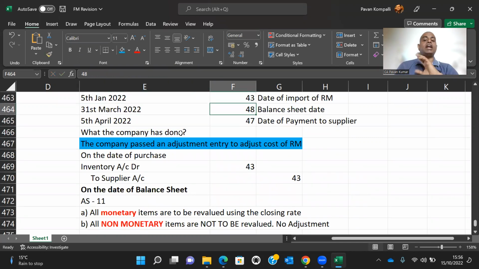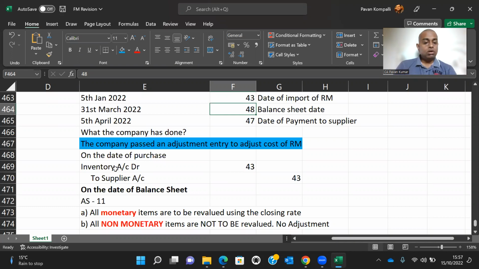43 rupees has become 48. You bought something at 43, now it has become 48. Is it a loss for you or a profit for you? You tell me. Is it a foreign currency gain or a foreign currency loss? It is a loss. Correct? How much? 5 rupees loss. So 6 lakh US dollars into 5 rupees. You bought goods for 6 lakh US dollars. Per dollar 5 rupee loss. So 6 lakh into 5 rupees.